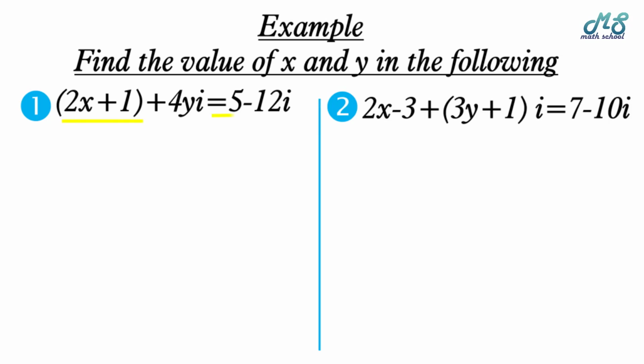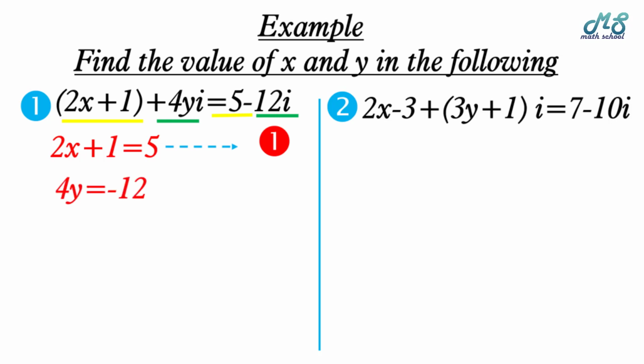Now we can get 2x plus 1 equals 5. This is the first equation. Equate the imaginary numbers. 4y equals what, guys? Yes, equals negative 12. This is the second. From 1 we can find x easily.